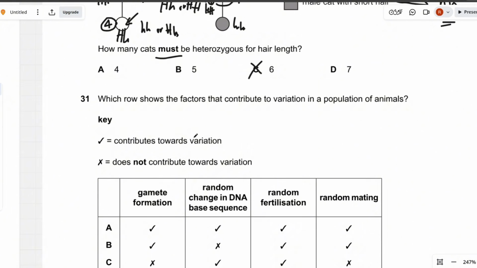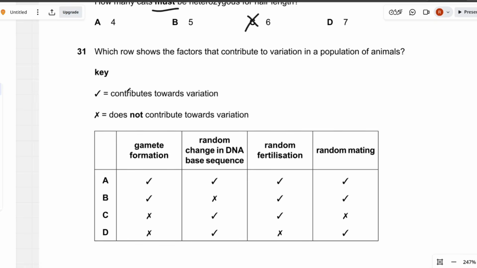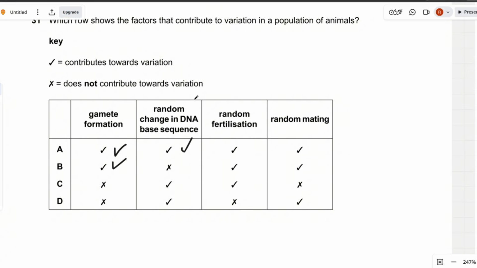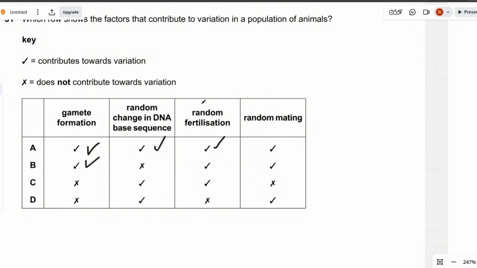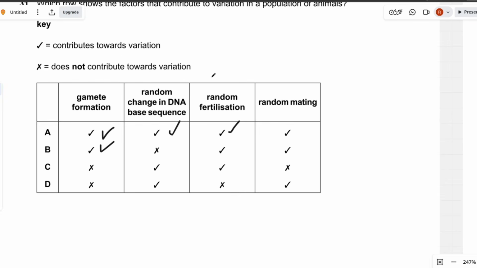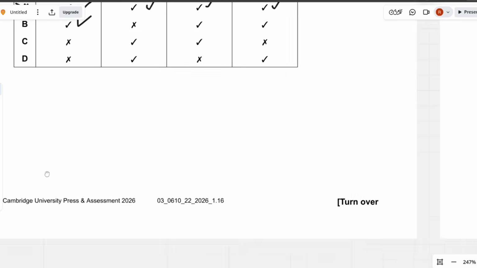Which row shows the factors that contribute to the variation in a population of animals? Gamete formation. Yes, the process of gamete formation increases the variation within the population. Random change in DNA base sequence, or in other terms, mutation, is the main driver of evolution. Random fertilization, of course, yes, because that increases the variety, as in you're breeding different members of the same population with one another, so you're not getting the exact same copies. Random mating, same as random fertilization, but in animals, so the correct answer is A. All of them are correct.